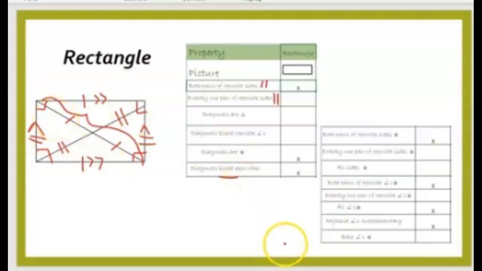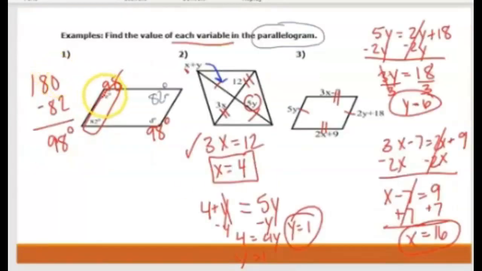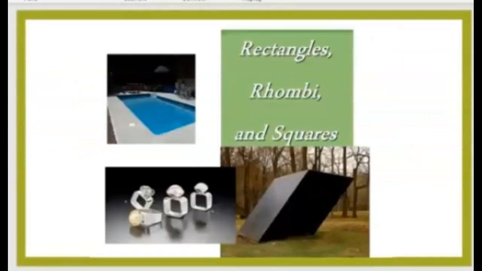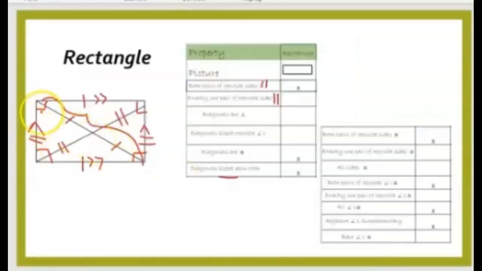Adjacent angles are supplementary. So this is what we were talking about over here. These adjacent angles or consecutive angles, same thing, are supplementary. So 90 plus 90 is 180, so that is true.